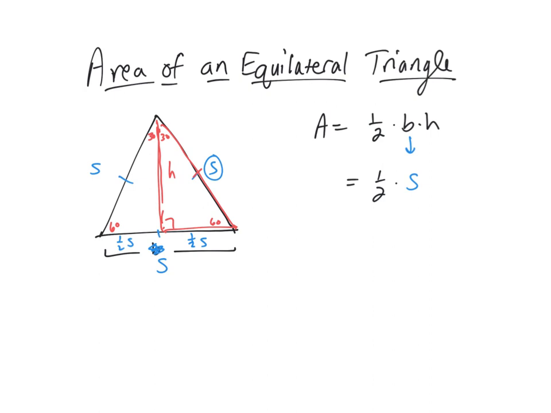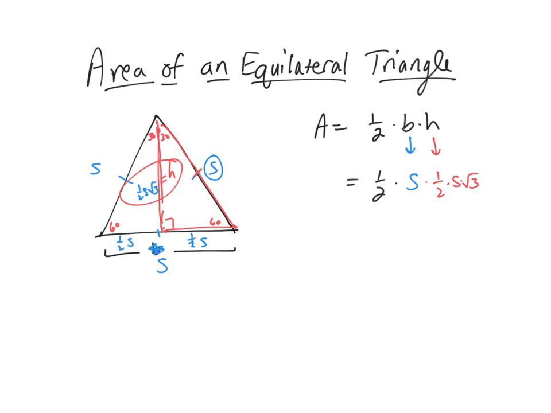And then the long leg is going to be whatever my short leg is times radical 3, so 1/2 S times radical 3. And that allows me to replace my height with 1/2 S radical 3. And that's all being multiplied together.